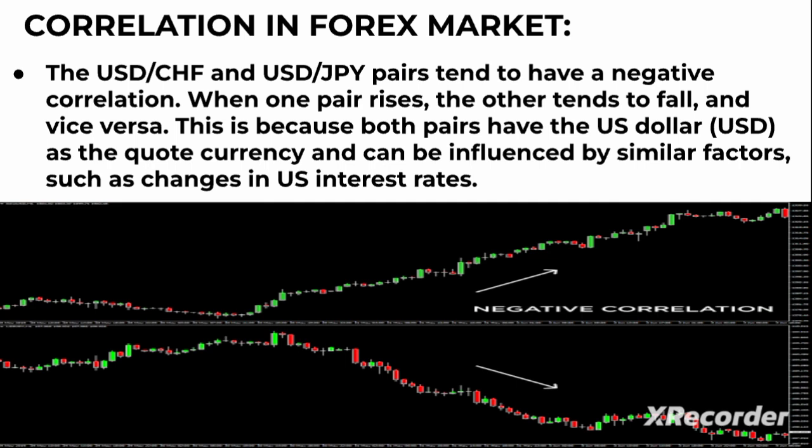This is because both pairs have the US dollar as a component and can be influenced by several factors, like US interest rates, non-farm payroll, exchange rates and the like. So here we have a typical negative correlation. When you get to your chart and you see USD CHF buying, your mind should tell you automatically that USD JPY is selling. And when you see that USD JPY is buying, even without checking the chart, you should know that USD CHF is selling, is in a downtrend, a short position, or a bearish position.